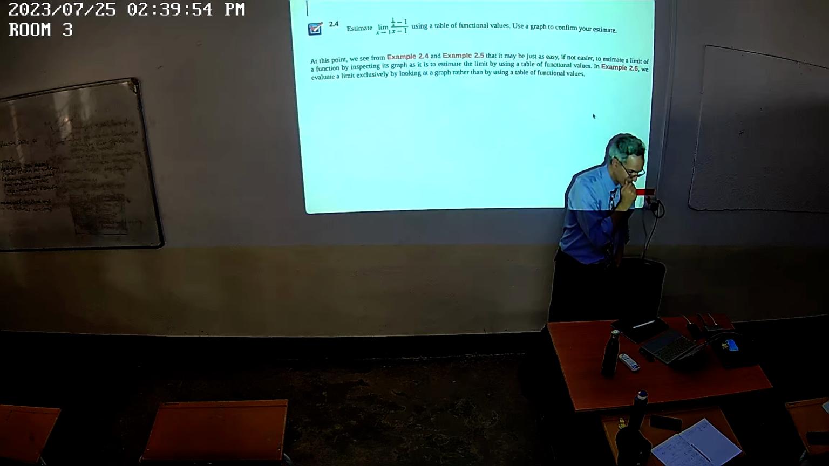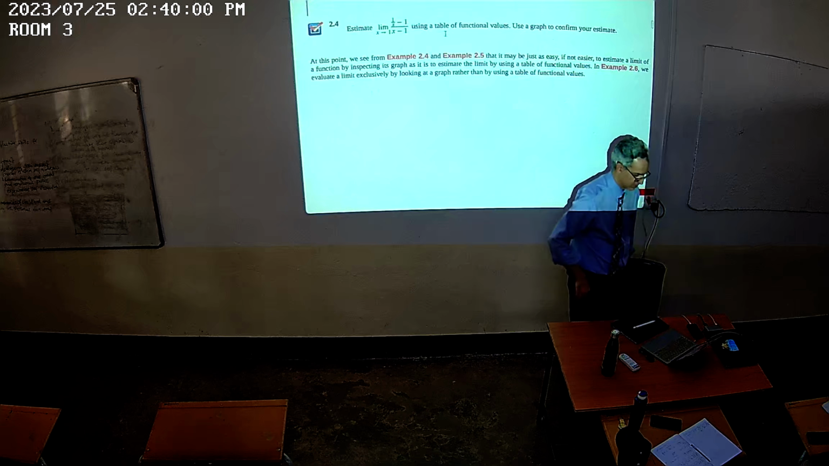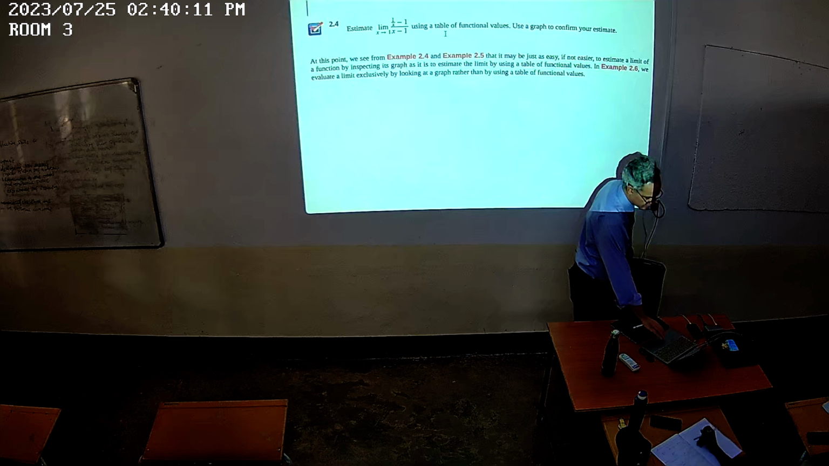So there's an example you can do for yourself. This example is the limit of 1 over x minus 1 divided by x minus 1 as x approaches 1. Find what the value is, and then you can try graphing it.